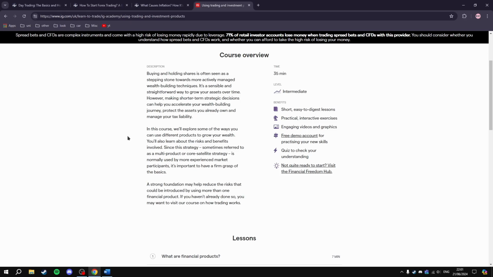In this course, we'll explore some of the ways you can use different products to grow your wealth. You'll also learn about the risks and benefits involved. Since this strategy, sometimes referred to as a multi-product or core satellite strategy, is normally used by more experienced market participants, it's important to have a firm grasp of the basics. A strong foundation may help reduce the risks that could be introduced by using more than one financial product. If you haven't already done so, you may want to revisit our course on how trading works.